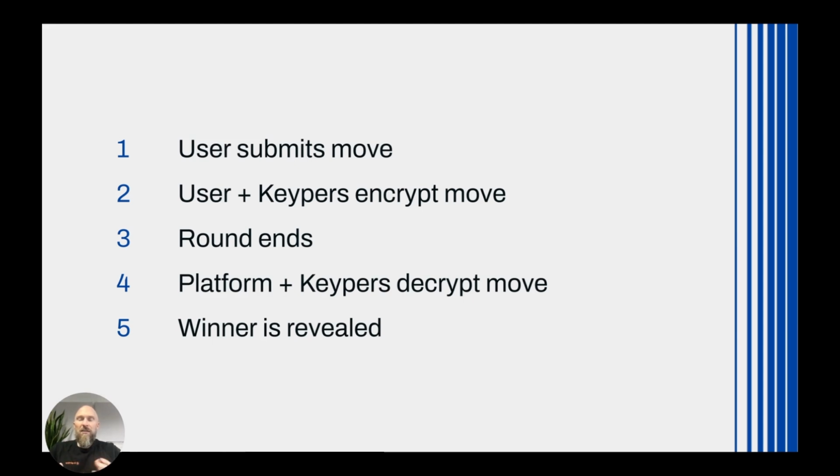So in the case of rock, paper, scissors, here's the way that Shutter as a commit and reveal scheme would work. Each user would submit their move, and as soon as the user submits their move, the user and the keepers would work together to encrypt that move. After both players have submitted their encrypted moves, the round ends, and then the platform itself and the keepers work together to decrypt both moves at the same time. At that point, the winner is revealed. Pretty simple.